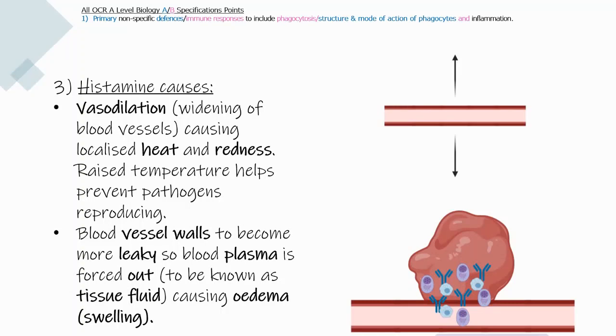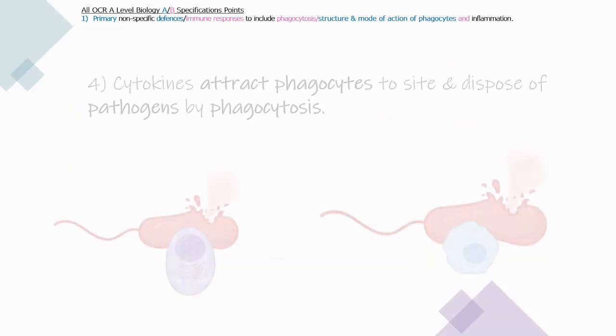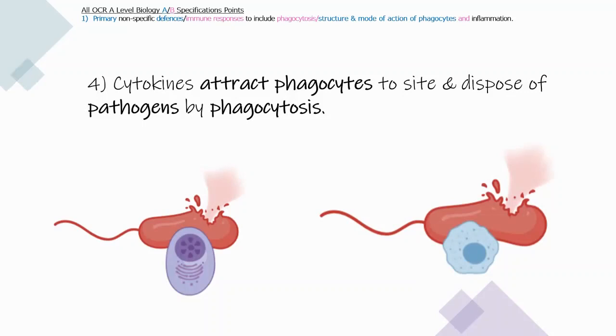which is swelling. The role of cytokines is to attract phagocytes to the site of inflammation or the site of infection and to dispose of the pathogens by phagocytosis. And we'll discuss the process of phagocytosis in more detail in a little while.